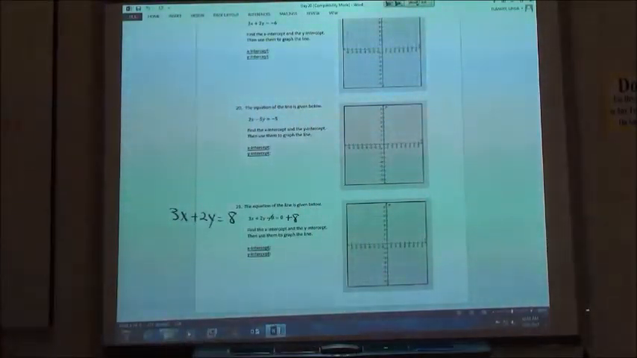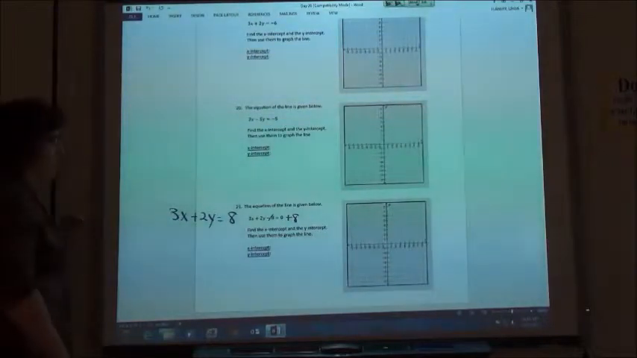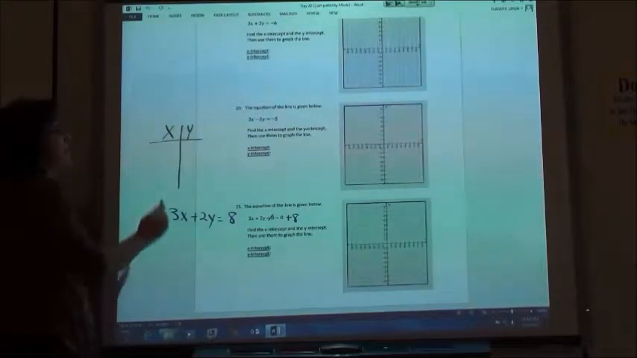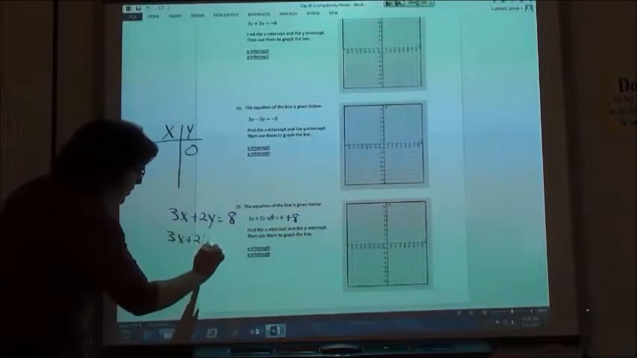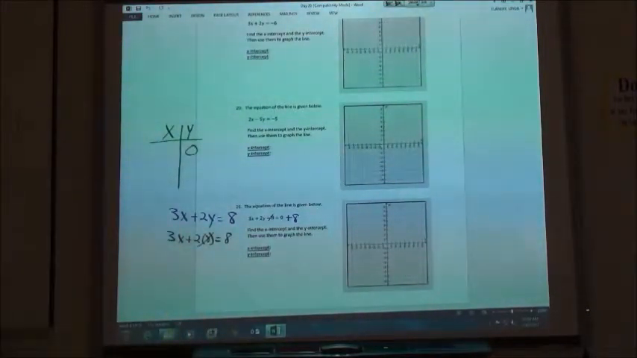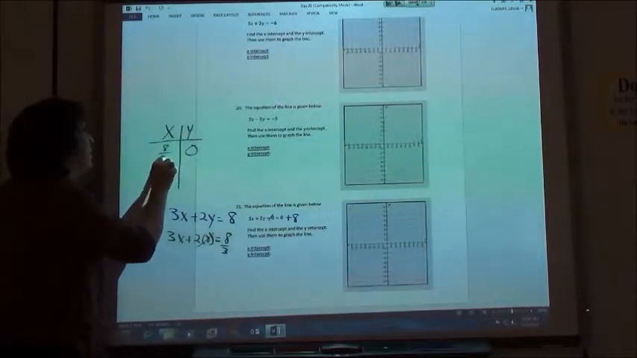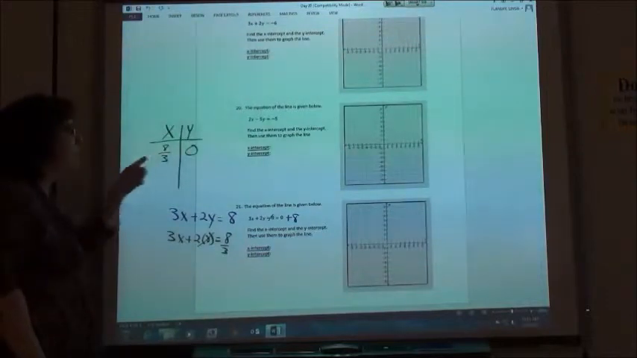Now we can find our x and our y intercept. So if we want to find our x-intercept, we put 0 in for y. So 3x plus 2 times 0 equals 8. What's going to happen with that one? I'm going to cancel that out. Divide it by, bring your 3 over, and that's it. And I'm going to get 8 over 3, right? 8/3. That's another one I'd have to use my plot point tool on.